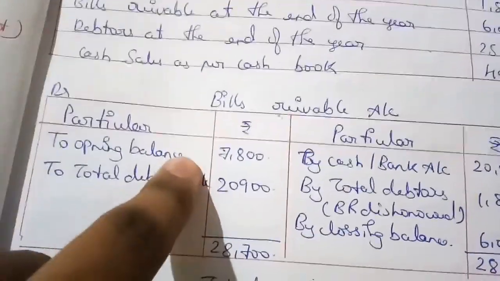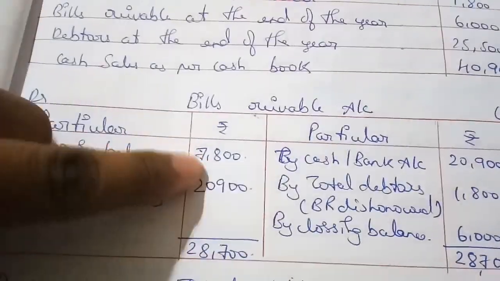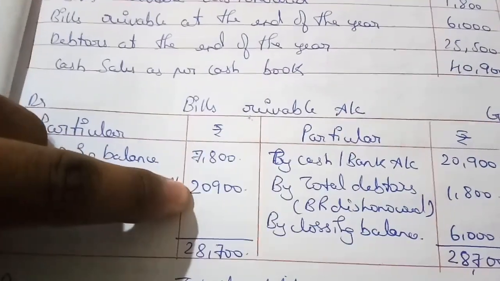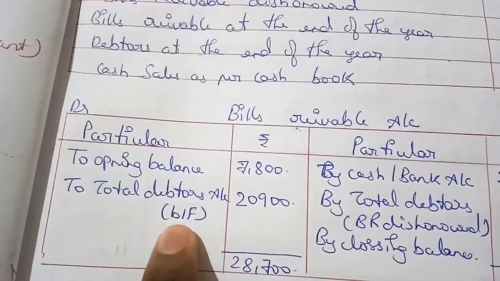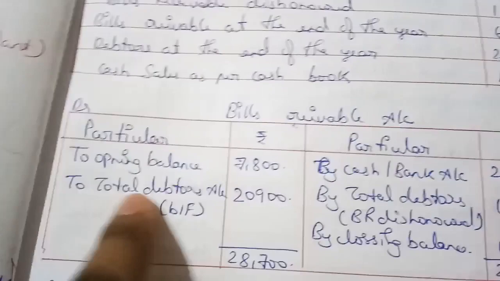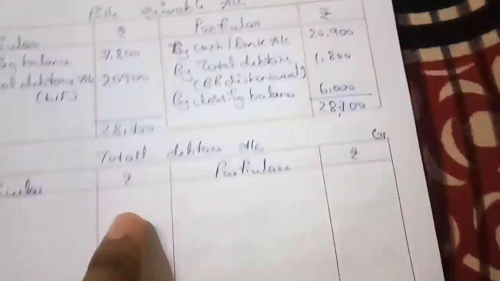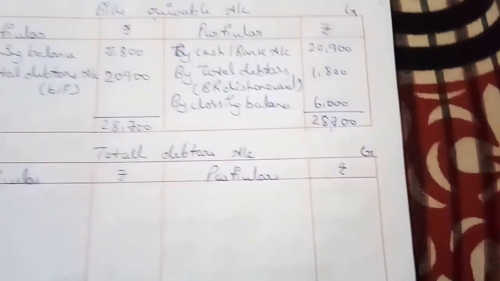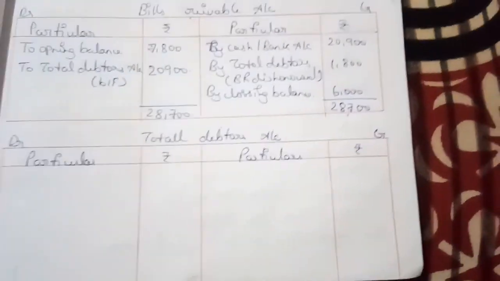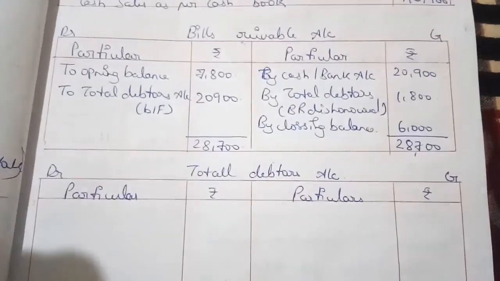Now to opening balance, this and this is minus, so we'll get 20,900, and that is our balancing figure. This balancing figure will be going to the total debtors account. So let me create the total debtors account, and then I will explain it in a better manner. Let's move.